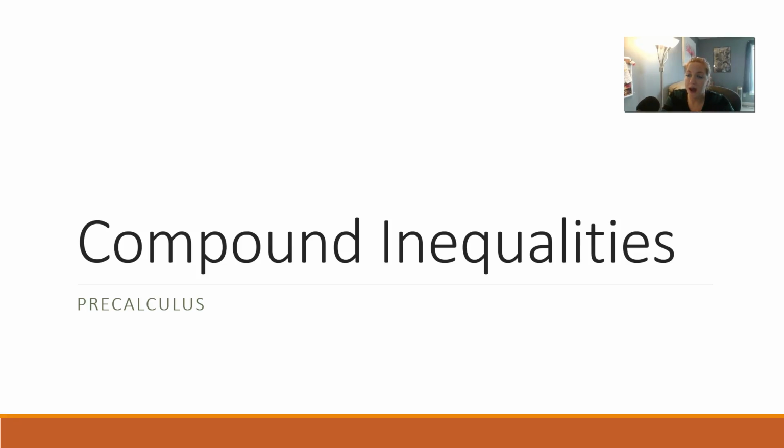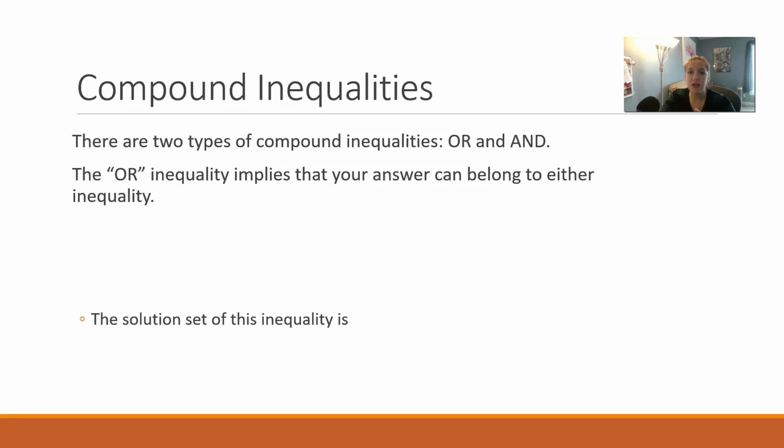Before we get to absolute value inequalities, it's important to talk about compound inequalities and how to solve them and write their solution in interval notation. So compound inequalities come in two different types, or and and. And basically compound inequalities is just taking two or more inequalities and putting them together.